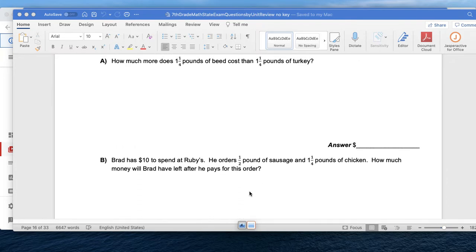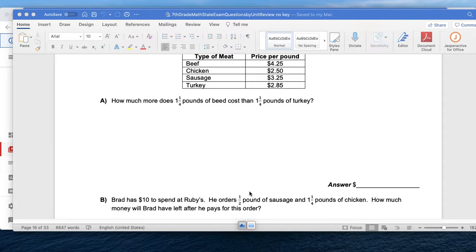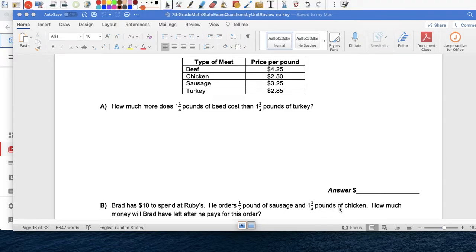Brad has $10. He's going to spend it at a deli. He orders half a pound of sausage and 1 1/4 pounds of chicken. How much money will he have after he pays for his order? So let's figure out the half pound of sausage. Let's write down sausage. Half pound, what's the sausage? $3.25. Let's figure that out. So 0.5 times 3.25, that costs us $1.63.